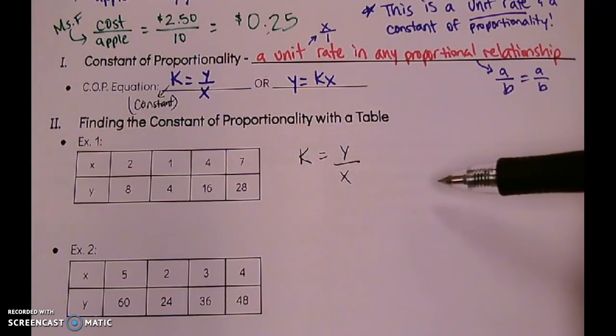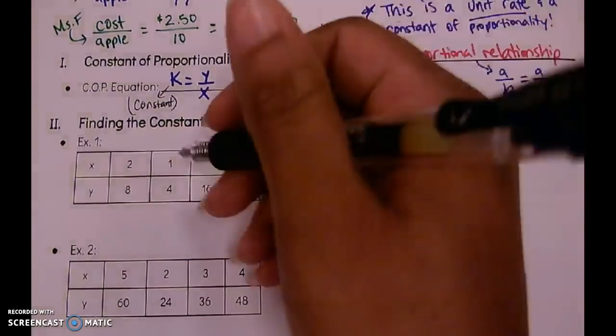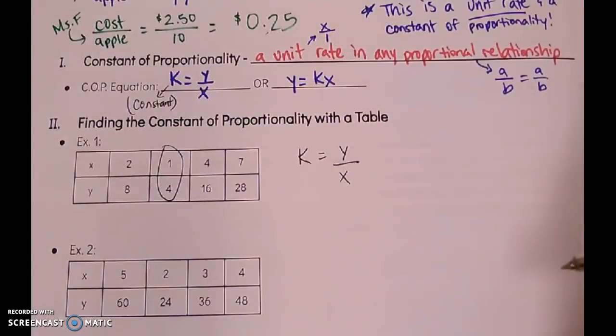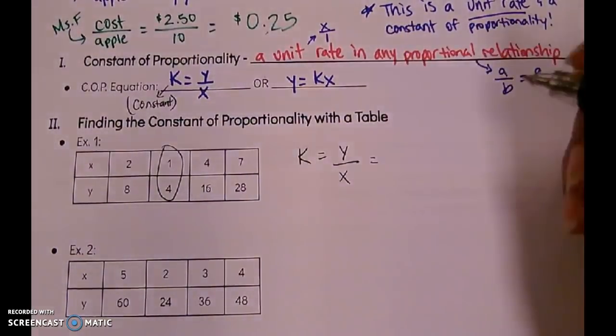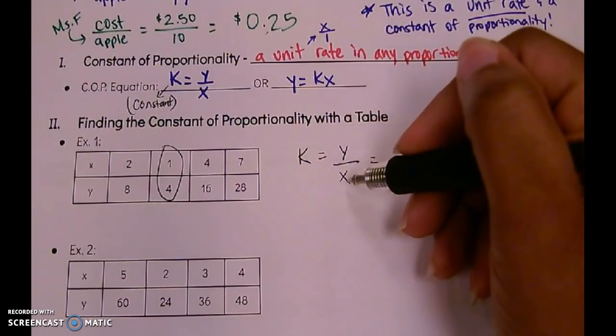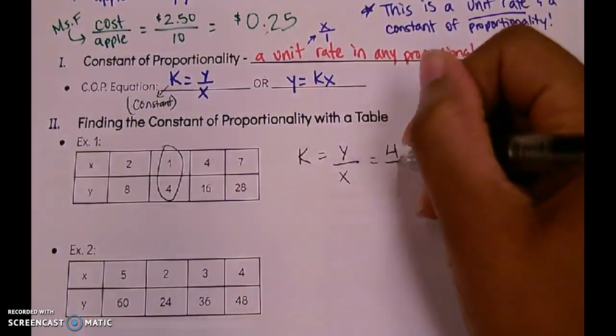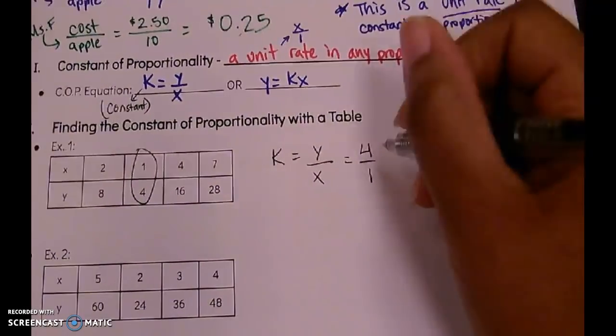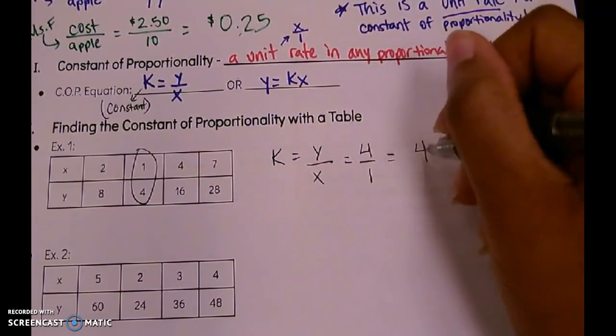Now, the easiest thing to do would be to start with the smallest numbers. So I'm going to start with these two. When I plug those in, k would equal y over x, which means 4 over 1. And so my constant of proportionality is 4.